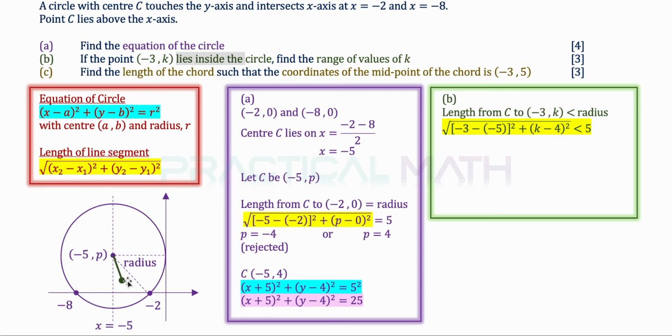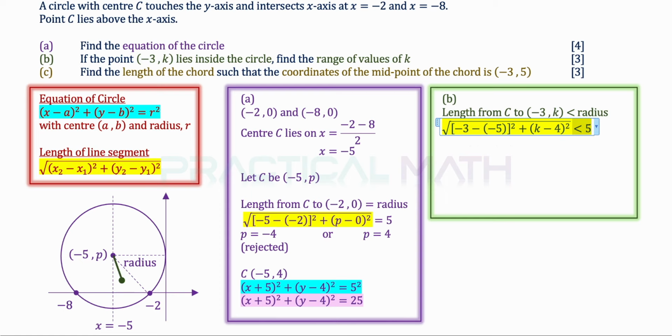Now, if this point (-3, k) is outside the circle, it will be somewhere here, then it will be more than the radius. The question wants it inside the circle, so the distance has to be lesser than the radius. So finding the length from C to (-3, k), using the length formula once again: square root of (-3 minus -5) squared plus (k minus 4) squared, where 4 was the y-coordinate earlier, the whole thing square rooted to be less than 5. 5 is from the original radius of this circle.